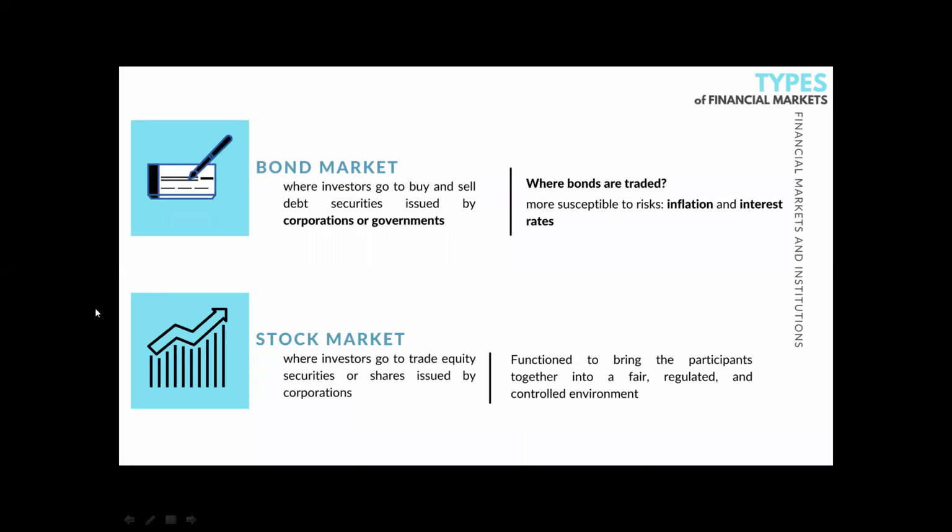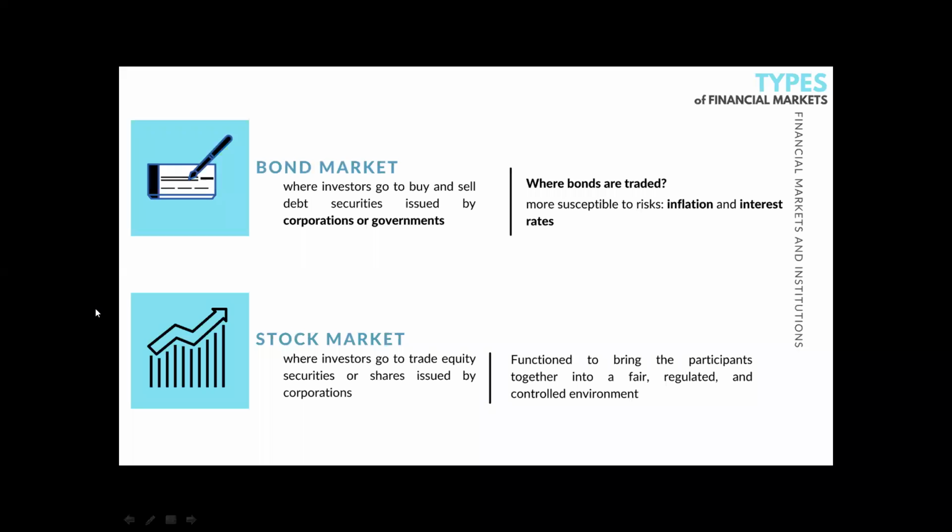So first, bond market, also called debt or credit market, wherein corporations or government issue debt securities. This market does not have a centralized location and mainly transacts over the counter, more prone to risk in inflation and interest rates, and ends up in a credit risk. On the other hand, stock market, or the trading of shares issued by corporations.